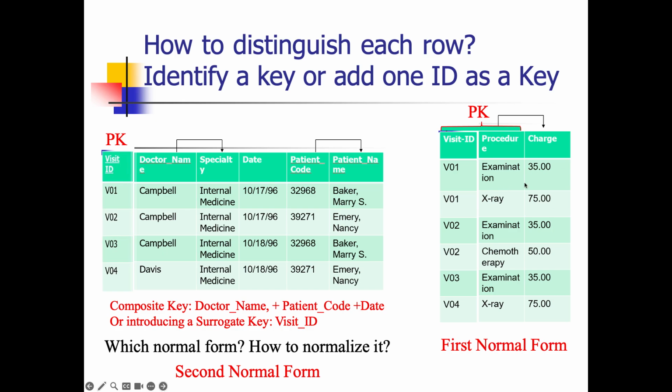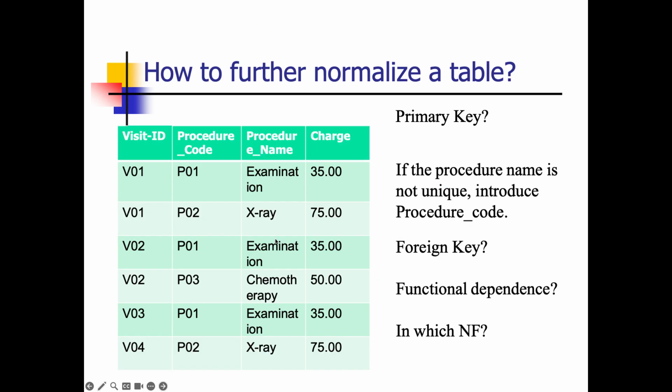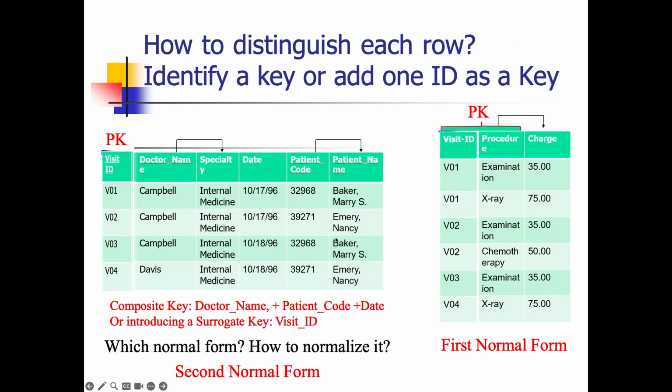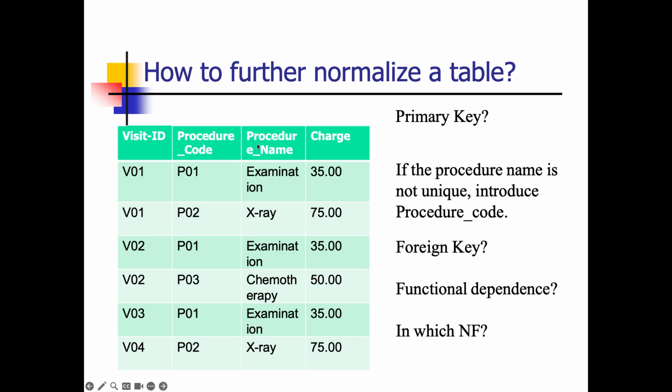Now, what about the table on the right? We said that this is also not in second normal form, right? We have to normalize this. How can we normalize this table? Like this. If you see, we have visit ID, procedure, and charge. What we added here is a procedure code, so that we can have a composite primary key of visit ID and procedure code. And then each composite primary key, visit ID and procedure code, can uniquely identify each row.